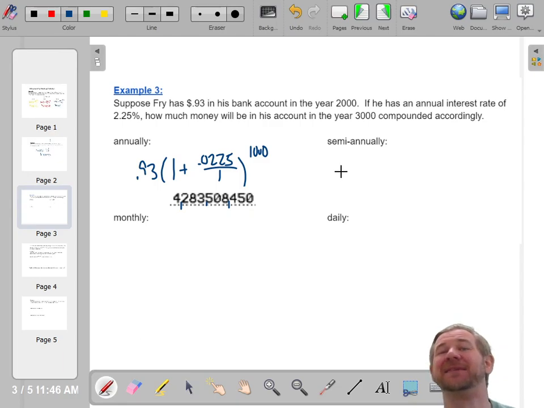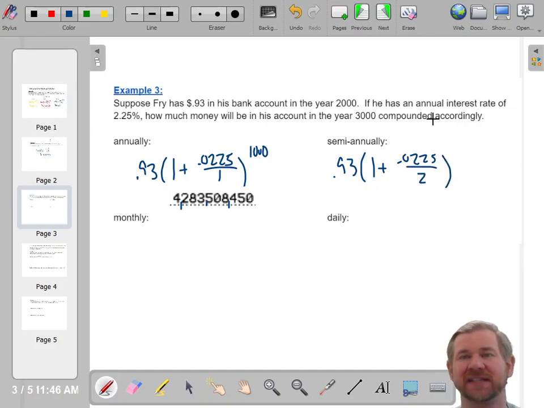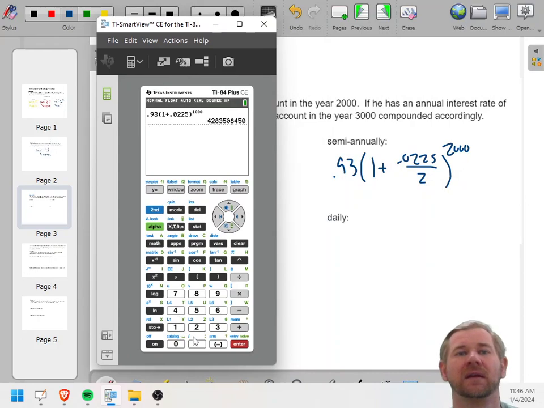Okay, let's do the same thing with semi-annually and see how big of a difference it makes here, because I bet this is going to be crazy. So semi-annually means you do it twice a year, and if you do it twice a year for 1,000 years, that's 2,000 intervals. Okay, so give me my calculator. So 0.93, 1 plus 0.0225 divided by 2 to the 2,000.